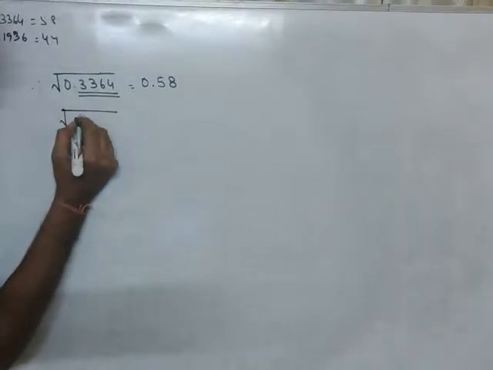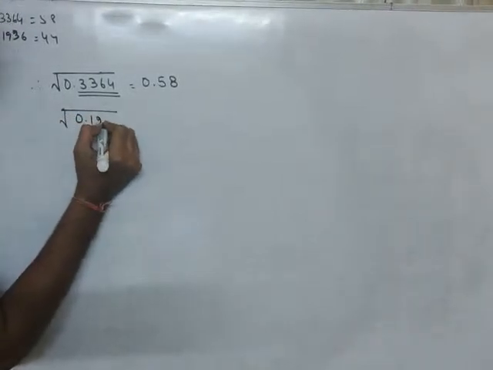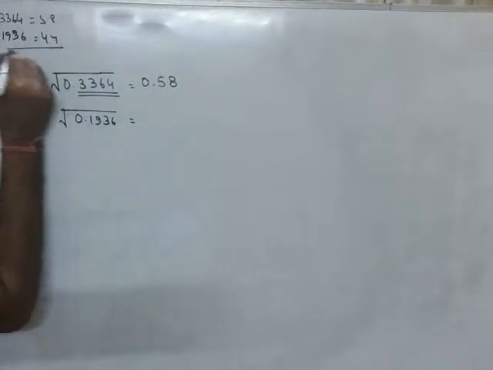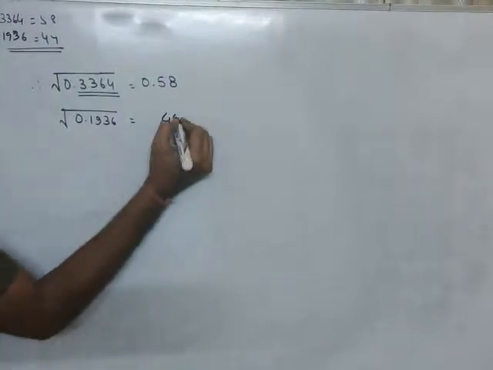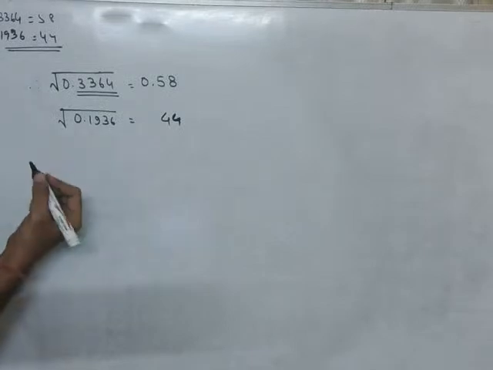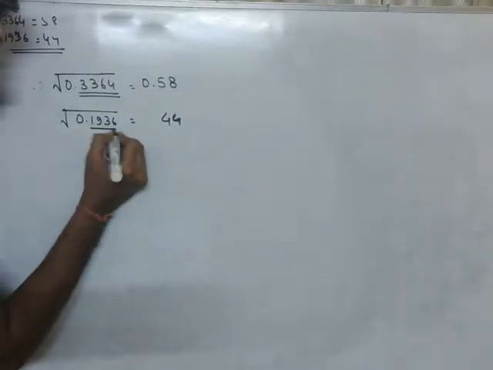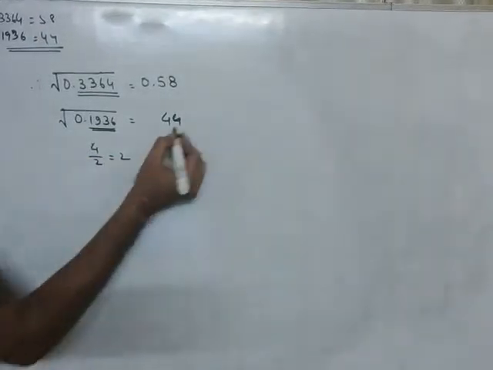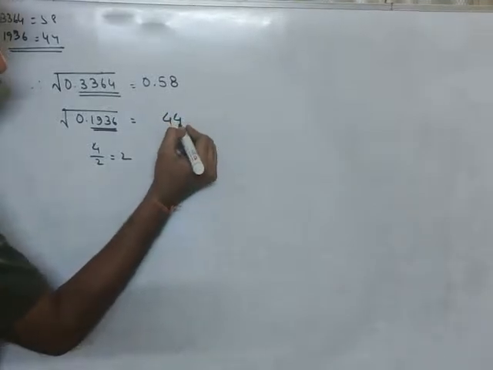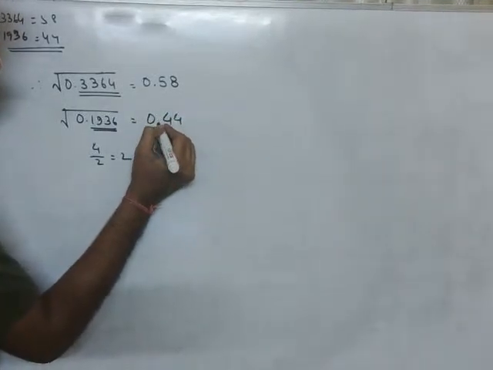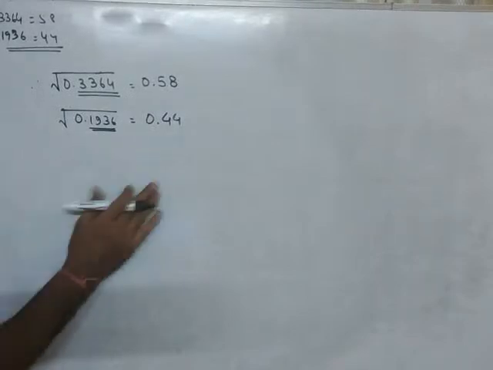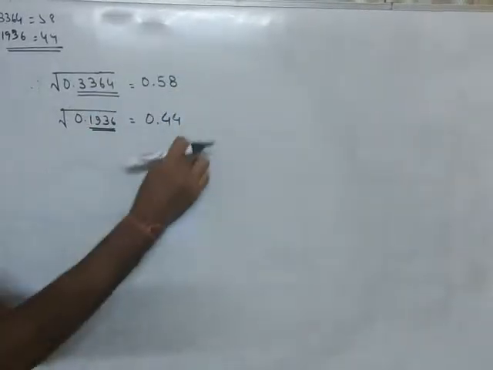Are you getting my point? Similarly, we need to find the square root of 0.1936. The square root of 1936 is 44. But here decimal is there. It is a decimal number. So after decimal, how many places are there? 4. 4 divided by 2 is 2. So 2 digits after the decimal. Count the digits, 1, 2. 2 digits we have counted, place the decimal, and before the decimal we have to write a 0. Is it clear?